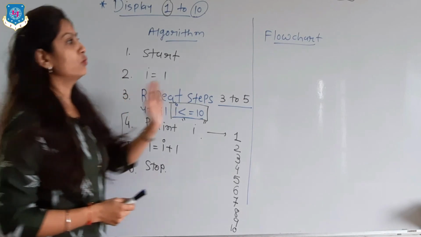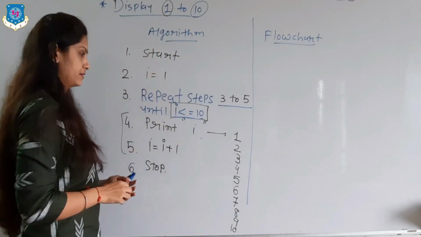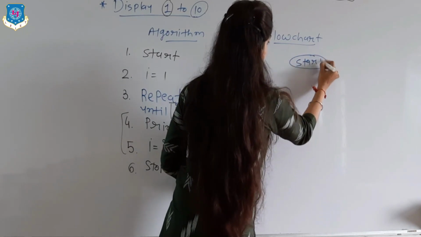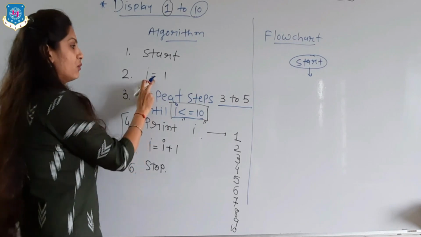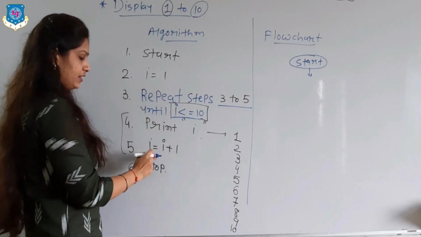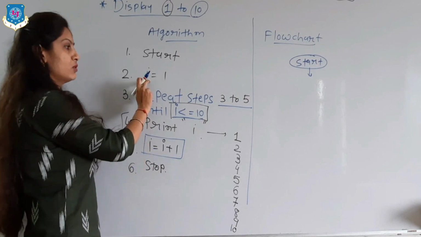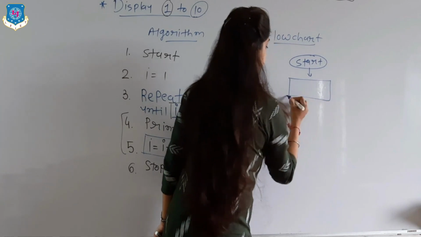Okay. Now we move to the flow chart. The first step is start. Which symbol do we have to use? Oval. Now here, I equals 1. The equal sign indicates it is a formula. Here you can also see I equals I plus 1. So this is our formula, and by default we write it in a rectangle form. I equals 1.